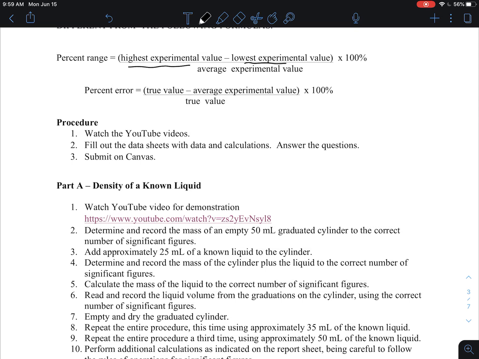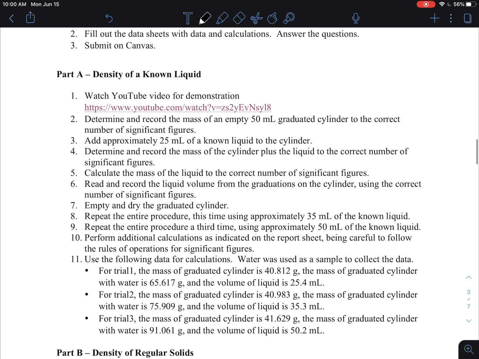So your procedure for this lab is to watch the YouTube videos and fill out the data sheets with the calculations and answer the questions, then submit to Canvas. Again, you must write in blue or black ink. You must show all of your work and have your name on it as well.